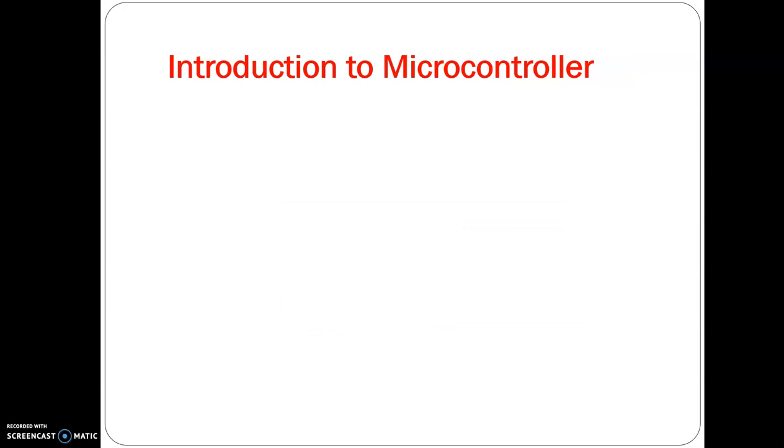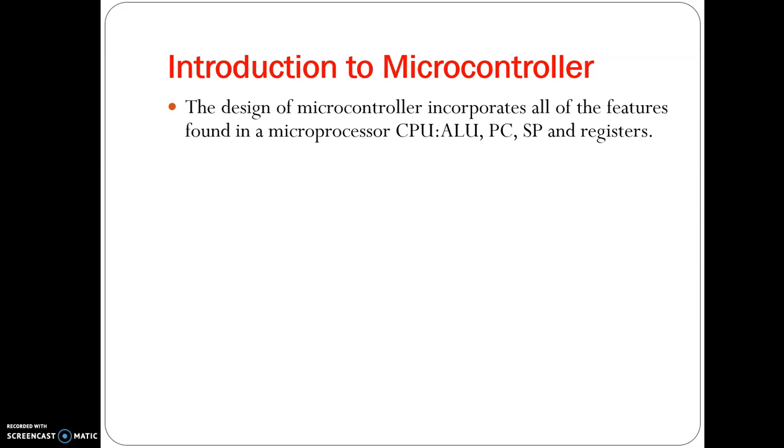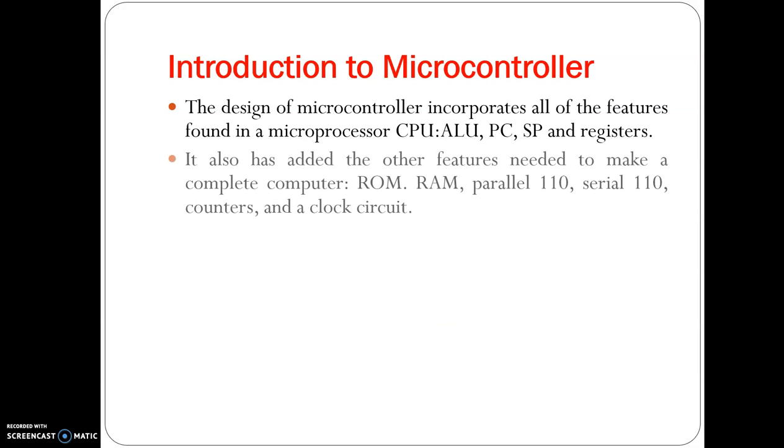Now let's move on to the next one, that is introduction to the microcontroller. As we see, in case of the microprocessor, the main units are ALU, PC, that is program counter, stack pointer and registers. All these features are available on the microcontroller. Then what is additional with this microcontroller? The additions will be a ROM, a RAM, the parallel ports, some serial I/O ports, counters and the clock circuit.